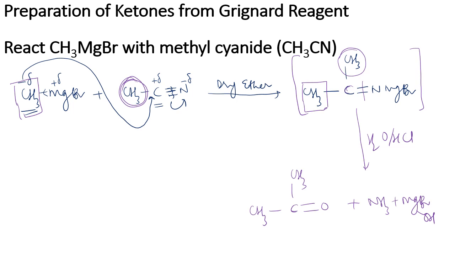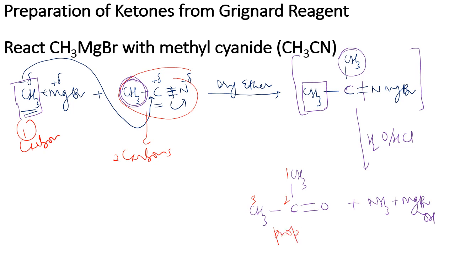If you do some basic maths, you can add the number of carbons. The Grignard has one carbon, and in CH3CN we have two carbons. So you are adding them up, and in total we are supposed to get a molecule with three carbons. So we have this three carbon molecule, propanone, where one carbon is coming from the Grignard reagent and the other two are coming from the corresponding cyanide, that is methyl cyanide.